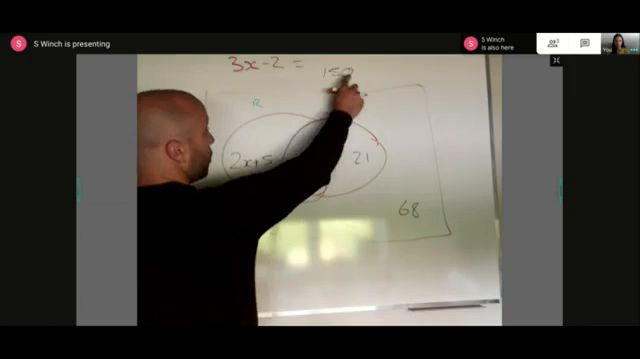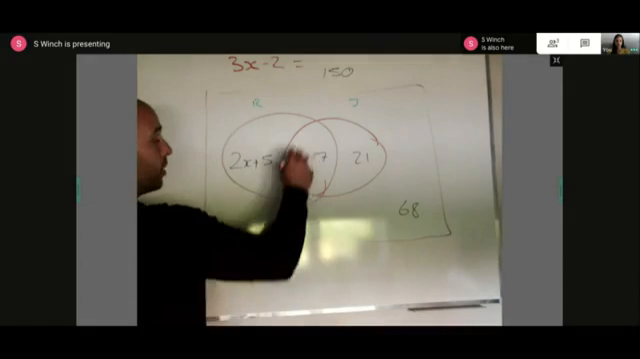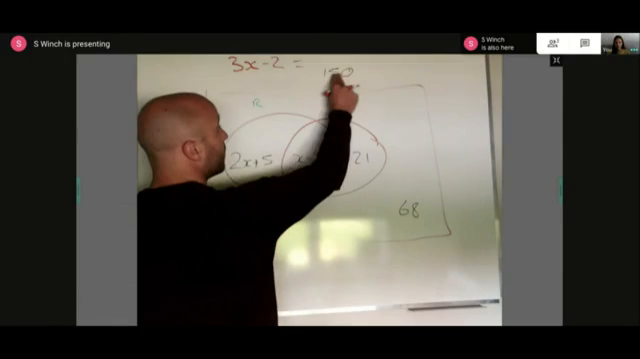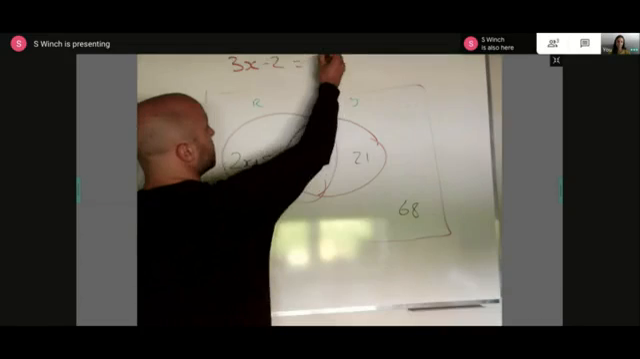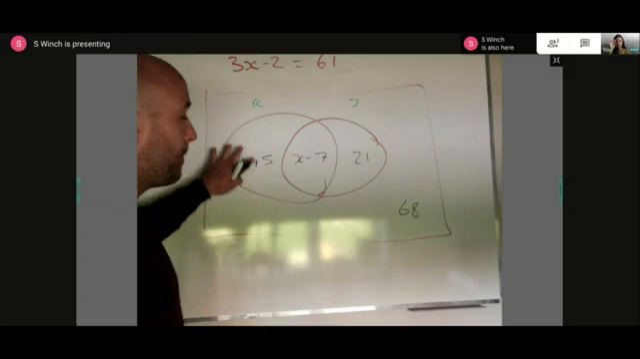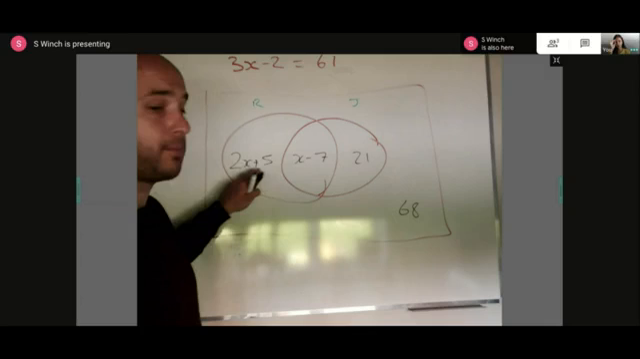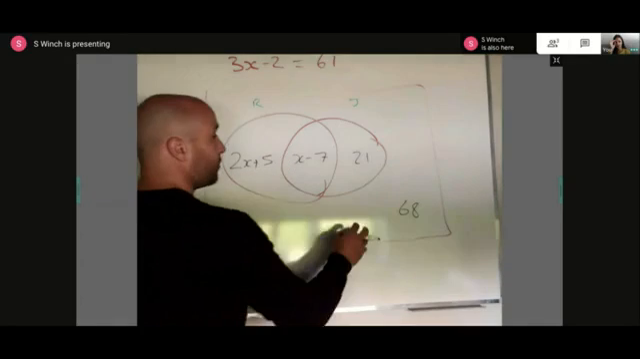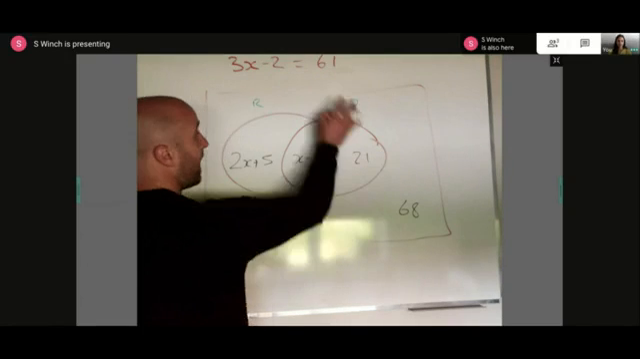At the moment it equals 150, but if we subtract 68 and 21 from 150, the 21 add 68 gives us 89. 150 take away 89 gives us 61. What I've done is to work out how many of the cars are red, we've substituted them together, making an expression, and then turn it into an equation. I substitute these out, make it 61.